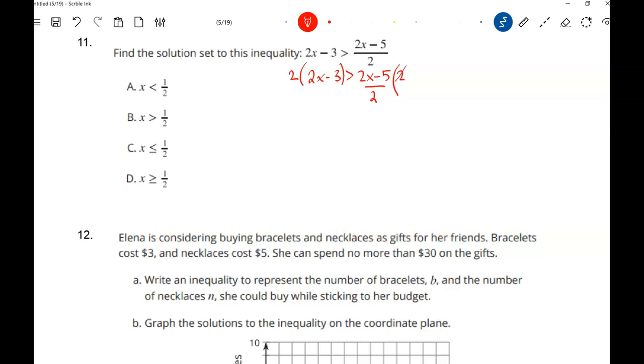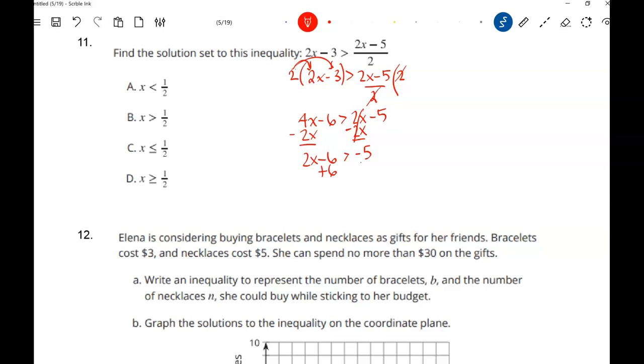What that does is it literally cancels out the 2's on the right hand side. On the left, distribute. 2 times 2x is 4x. 2 times -3 is -6. Now I'm going to subtract 2x from both sides to get my x's together. So I have 2x minus 6 is greater than -5.